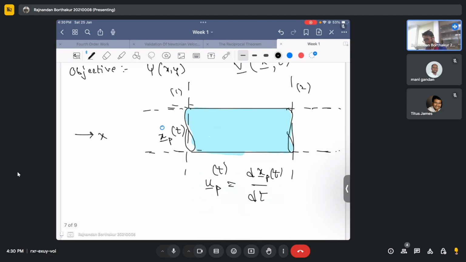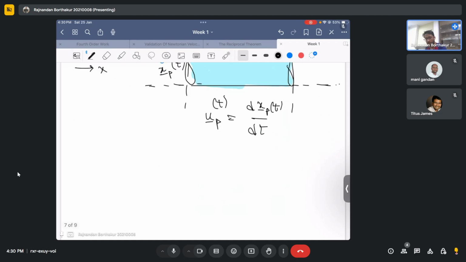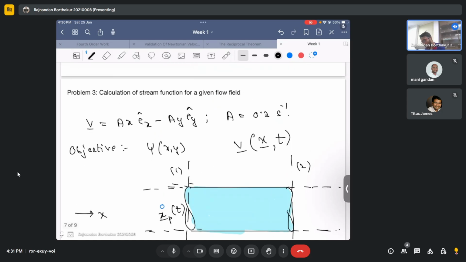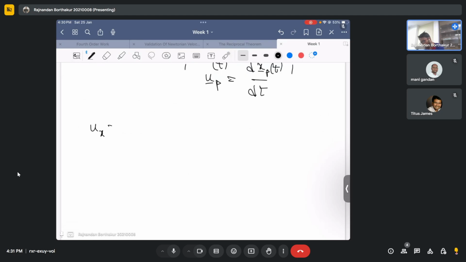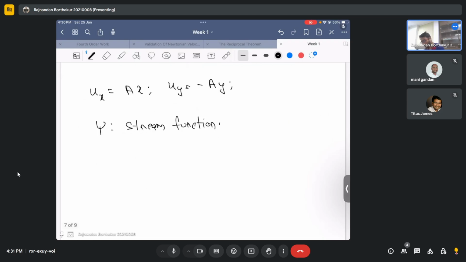Now let's go ahead and calculate the stream function. As you know, from this velocity field I can write that my ux, the x direction velocity, is ax, and my uy is just minus ay. The stream function is generally denoted by psi. This is related to the velocities in this manner: my ux is essentially del psi by del y.